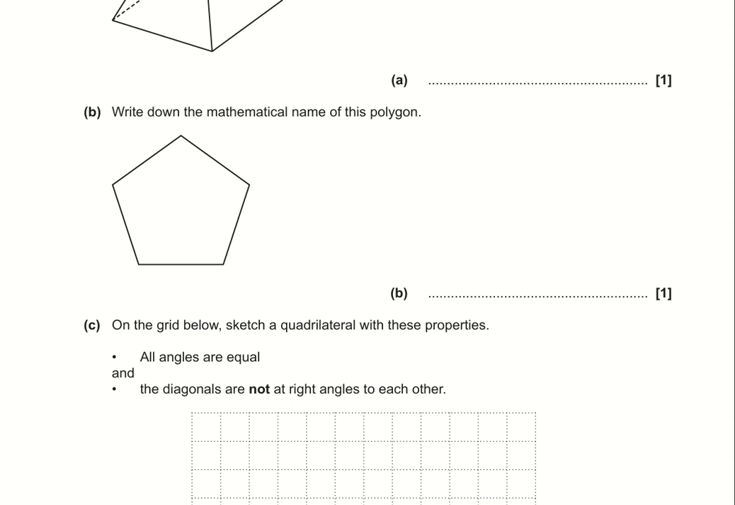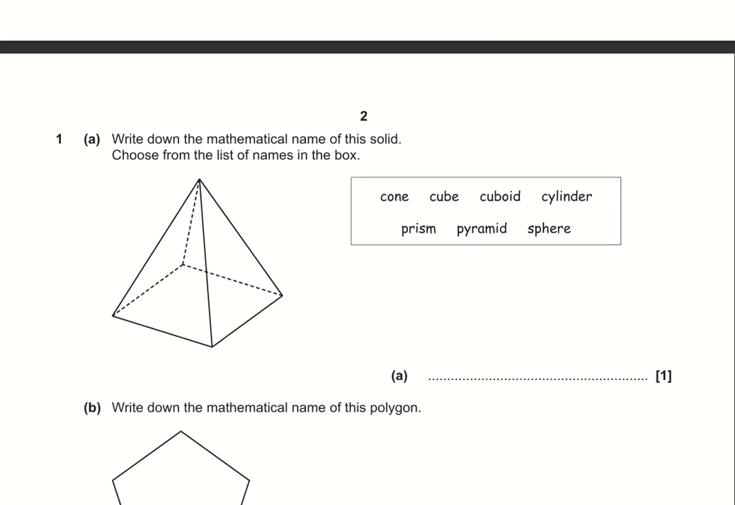In this video, I'm going to talk about the GCSE O level 2023 foundation paper one. First question. Let's read the first question. Write down the mathematical name of the solid.